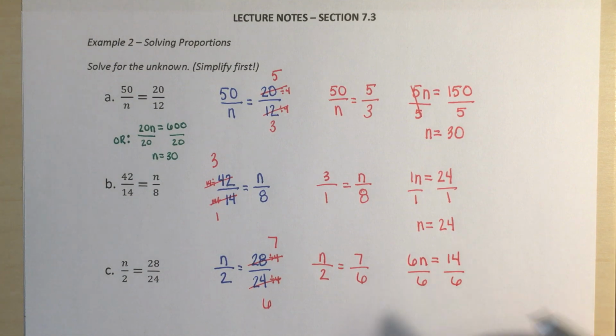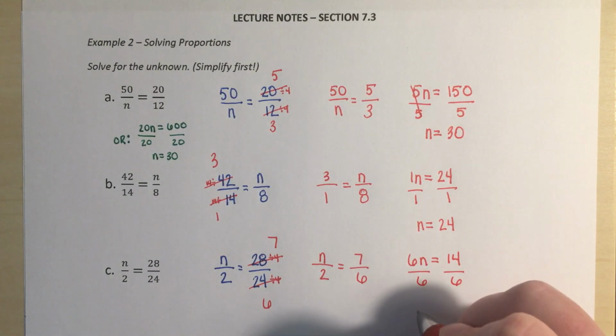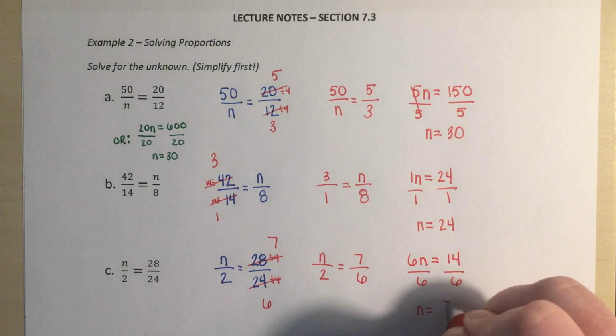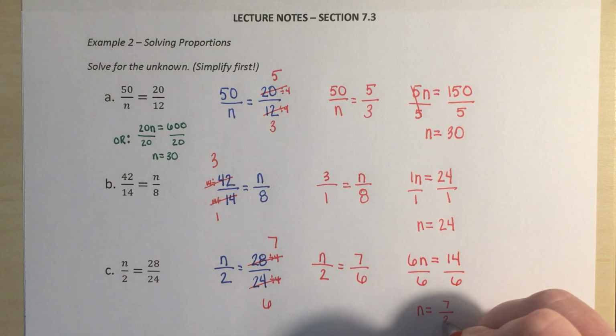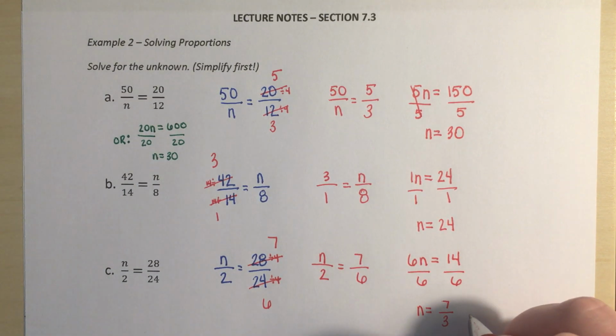Notice that in this case our 6's don't cancel. 14 isn't evenly divisible by 6. It cancels on this side, but this side doesn't work out nicely. As far as this goes, we have options. We can write it as a reduced fraction. Both of those are even, so we can divide them both by 2. So we get n is equal to 7/3.